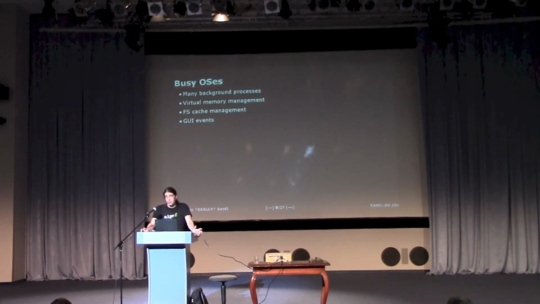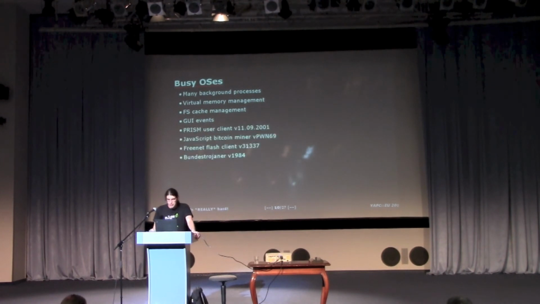And if you're not careful, on most of the systems these days, you run this kind of stuff. You have a Prism user client, somebody is using your JavaScript to mine Bitcoin, somebody is running Freenet without your knowledge, and yeah. That's reality today, okay?